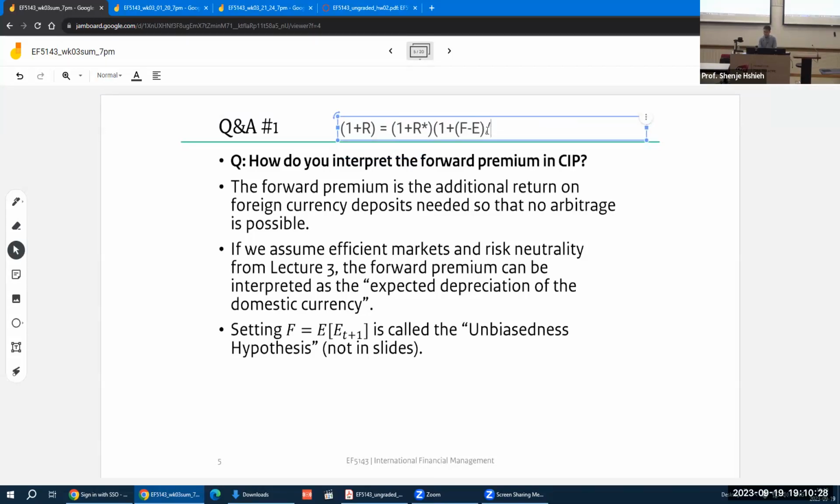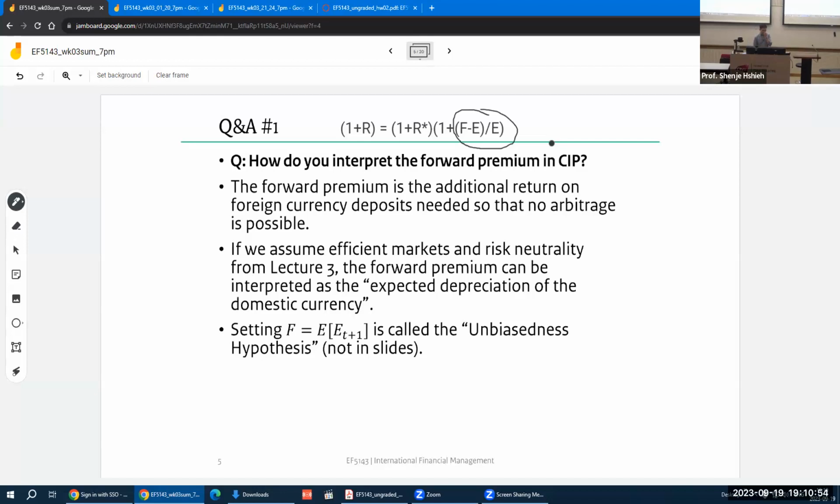F minus E over E, right? It looks like this, and the forward premium is referring to just this term here, which looks like every term, but it is not, okay? It's supposed to characterize specifically beliefs: traders' beliefs, or everybody's, the whole economy's belief of what future E should look like, right? That's what F minus E over E should represent.